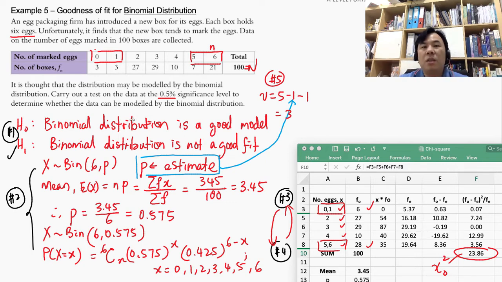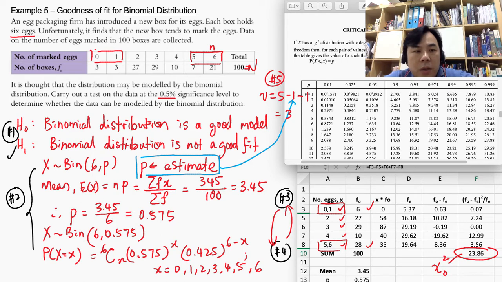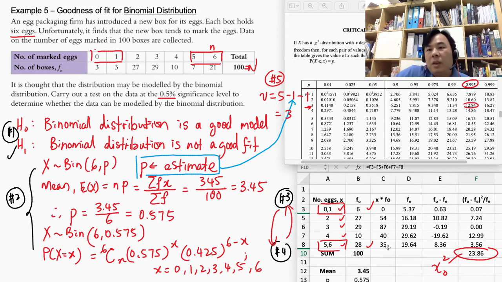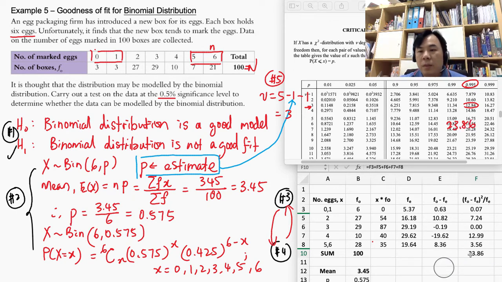Degree of freedom of 3, significant level of 0.05, and therefore by referring to the MF19, we have to look under 99.5, and a degree of freedom of 3 here, so that would give us 12.83. Let me show you the graph where we are. This is 23, so let me write it down somewhere, or else I will forget this number, 23.86. Okay, cool.